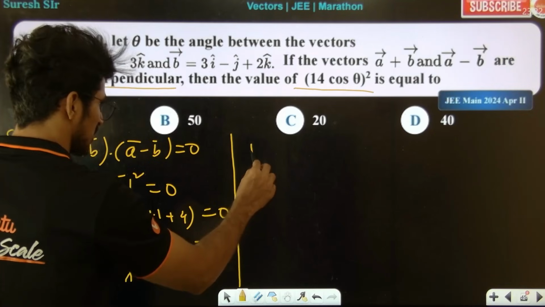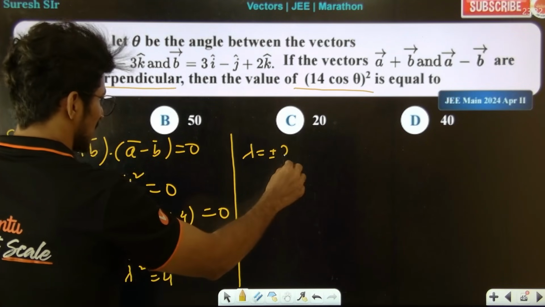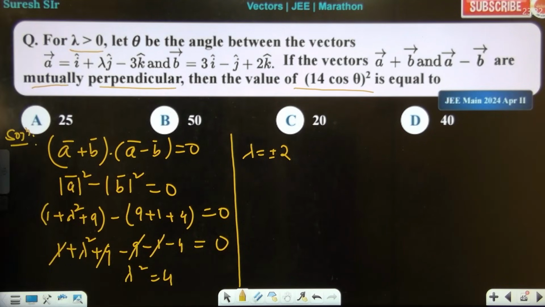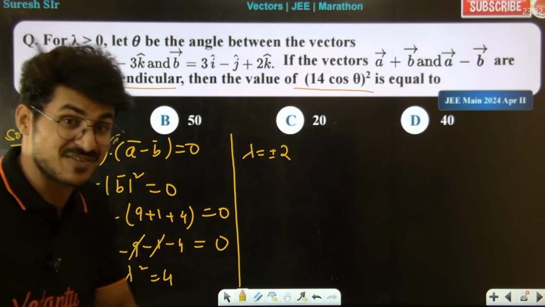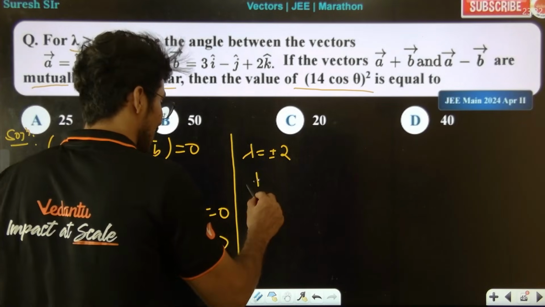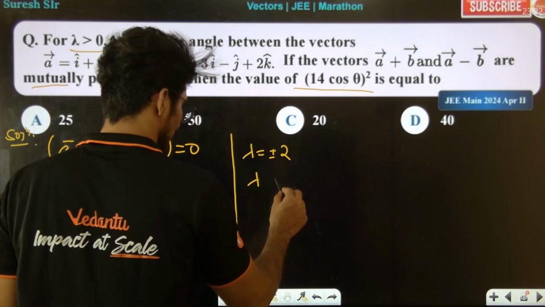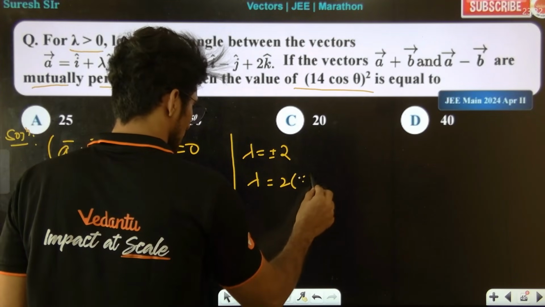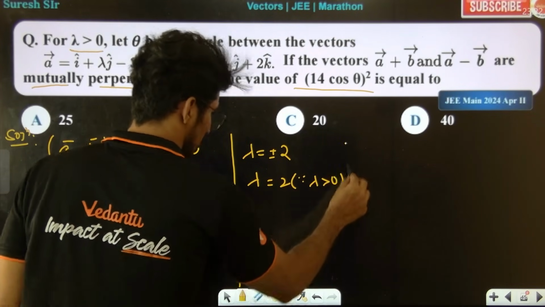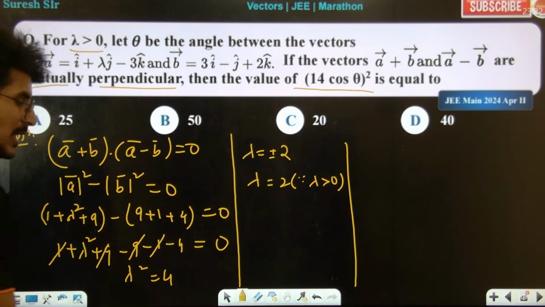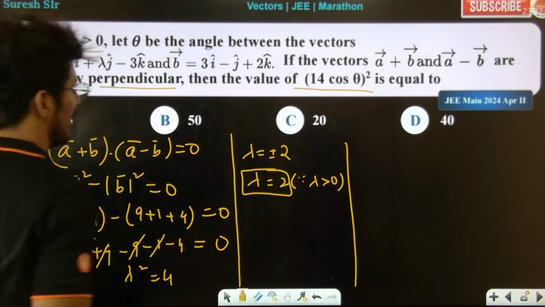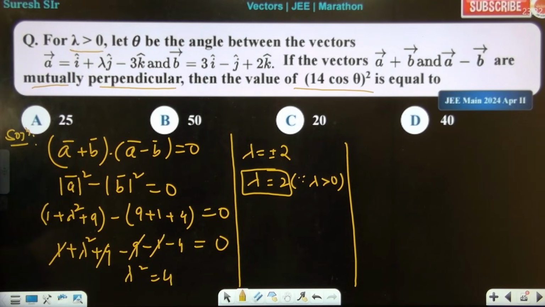So lambda is going to be plus or minus 2. But the condition on lambda is positive. Since lambda is positive, lambda should be equal to 2. Any doubts? So if lambda is equal to 2, then what is 14 cos square theta?